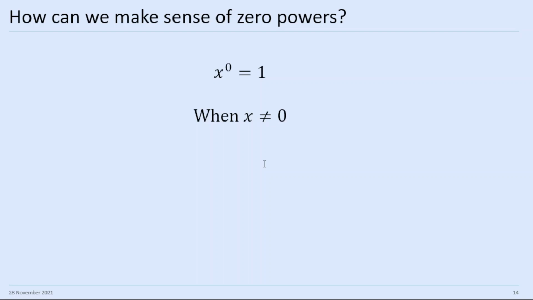As long as x is not 0 itself. If x is 0 itself, it gets a bit more complicated because, for instance, 0 to the 3 is 0, because it's 0 times 0 times 0. 0 to the 6 is 0. 0 to the anything positive is 0. And so we want 0 to the anything to be 0, and we want 5 to the 0 to be 1. We want anything to the power 0 to be 1. So 0 to the 0 causes us some real problems. 0 to the 0, what is it? That is difficult. That takes some thought. It's not really defined.